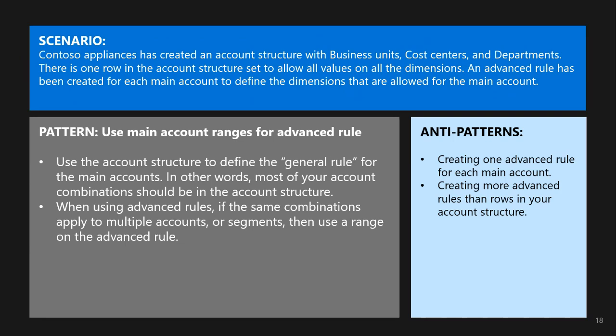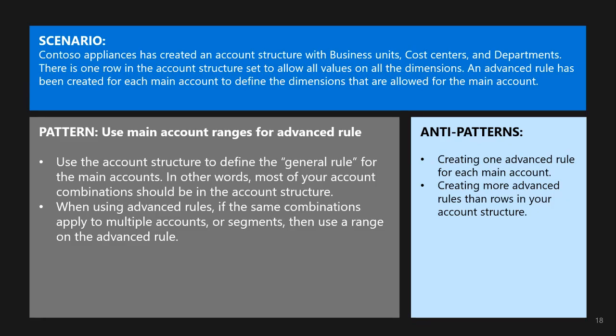When using advanced rules, if the same combinations apply to multiple accounts, then you can use a range just like you would on the account structure. The anti-patterns are too many advanced rules in general, especially one advanced rule for each main account. And if you have more advanced rules than rows in your account structure, you may want to take a look at your design. There are exceptions, so there might be technically smaller ones, but that's something to watch for as well: complexity and managing of complexity.